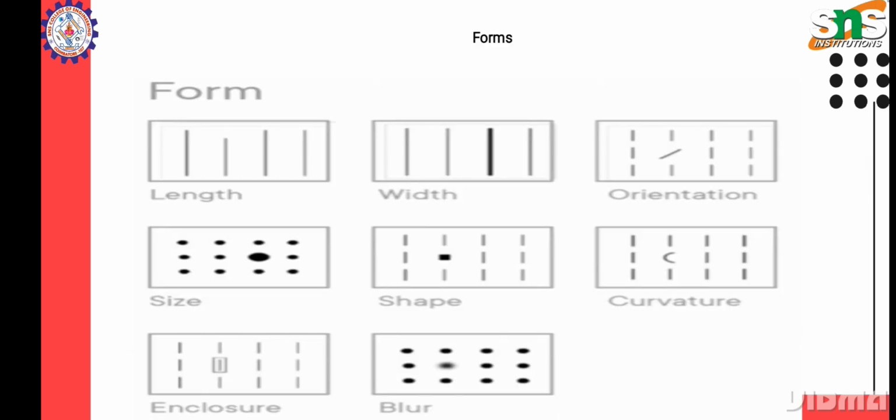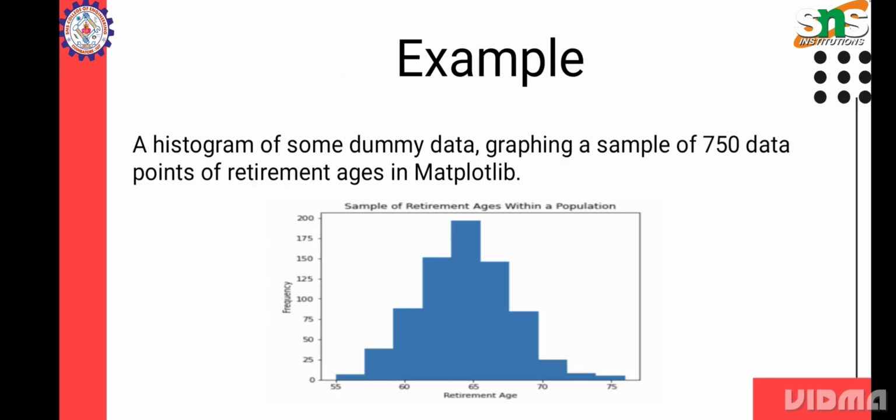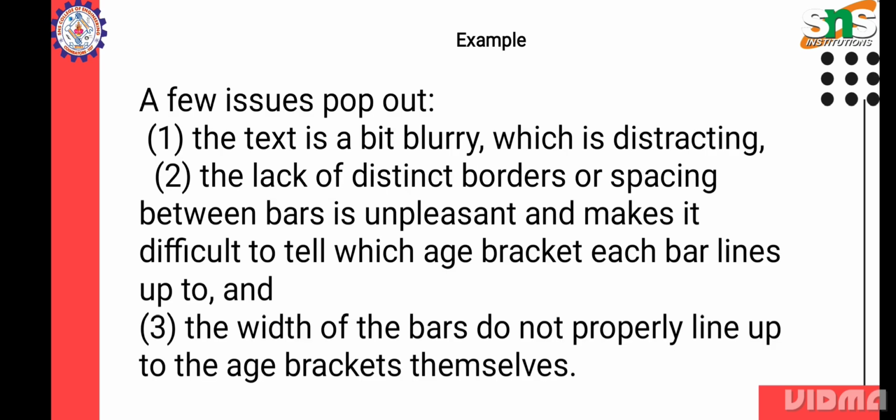As we know, there are four categories of pre-attentive attributes. First, form. The category of form generally encompasses the shape and dimensions of how your data is represented, both on their own and in relation to the rest of the data in your visualization. The attributes of form include line length, line width, orientation, size, shape, curvature, enclosure and blur. These are the different forms that you have seen so far.